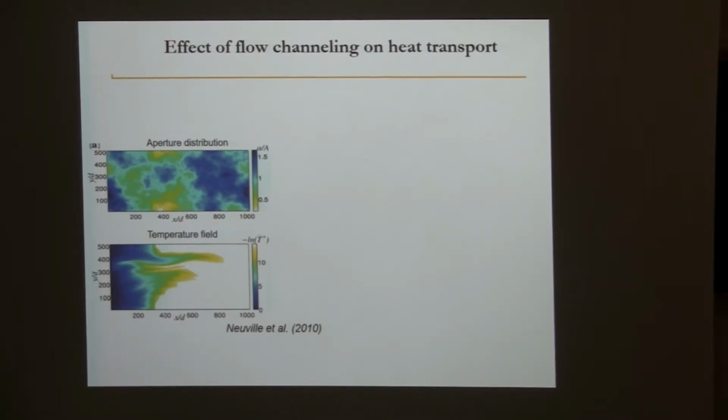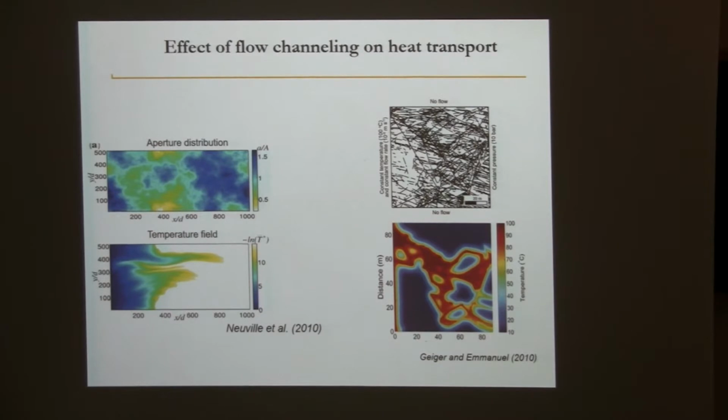And you can see, this is not surprising, that where the aperture is relatively large, there is more extent of the temperature inside the system. But what they were able to show is that the exchange with the matrix, in that case, is much less than expected, and in fact it allows the main heat transport to remain within some kind of channel. So this was at the fracture scale.